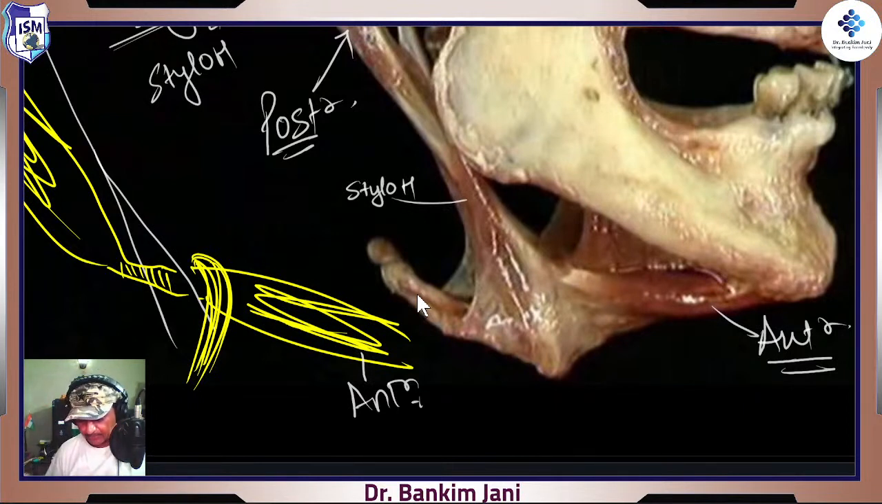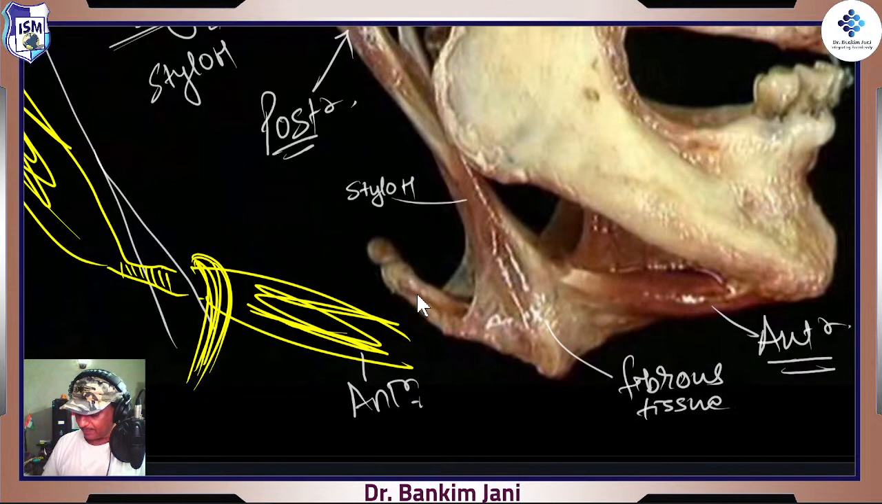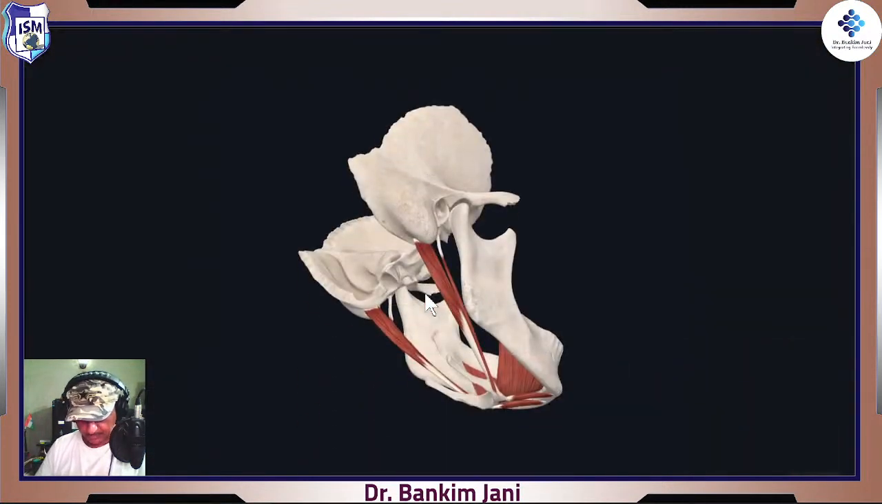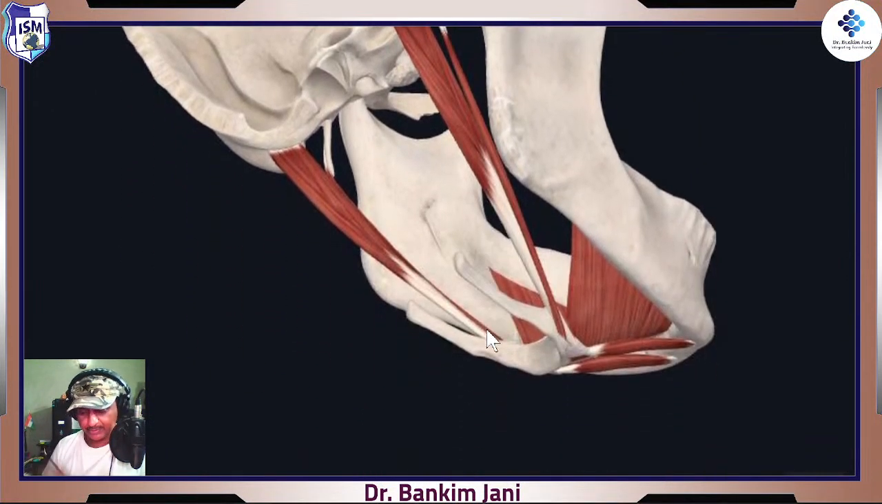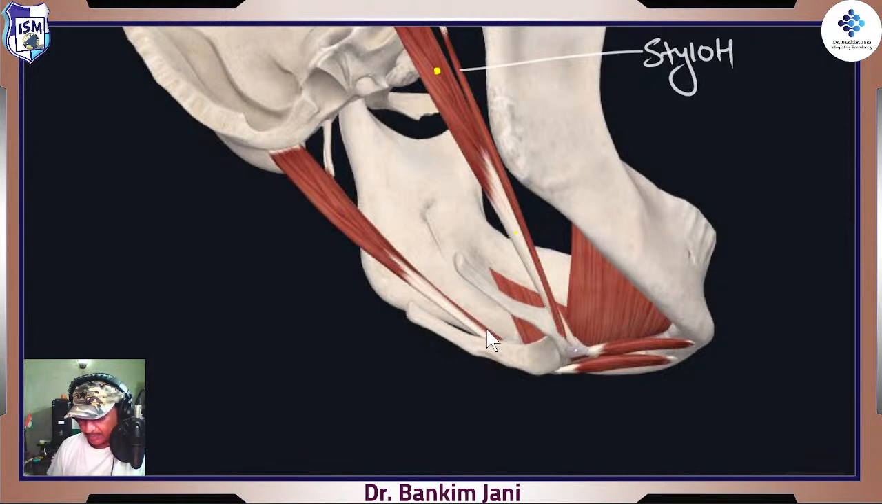And then there is a fibrous tissue sling over here. This is the fibrous tissue sling, which is acting like a lever. Now here it is. Zoom, and you will be able to appreciate. See, that's the posterior belly. That's the tendon. And this one is stylohyoid, right? And this one is the fibrous sling.